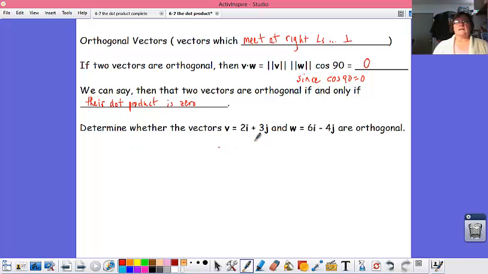Let's see if we can decide whether or not we have perpendicular vectors here. Here's our first vector, it has an A and a B. Here's our second, it has an A and a B. And what we need to do is find their dot product.